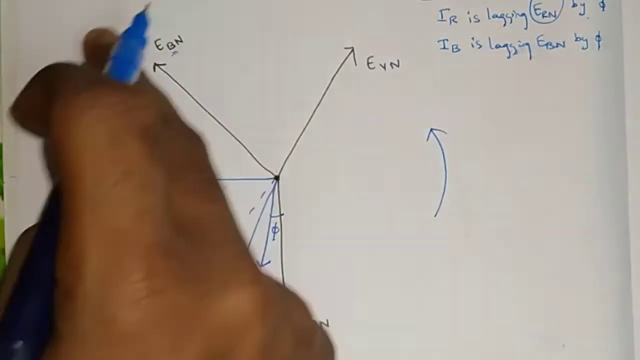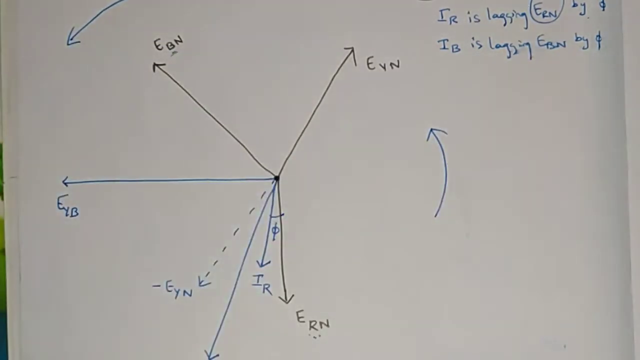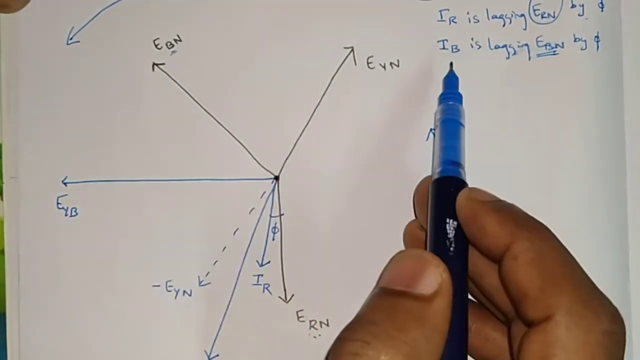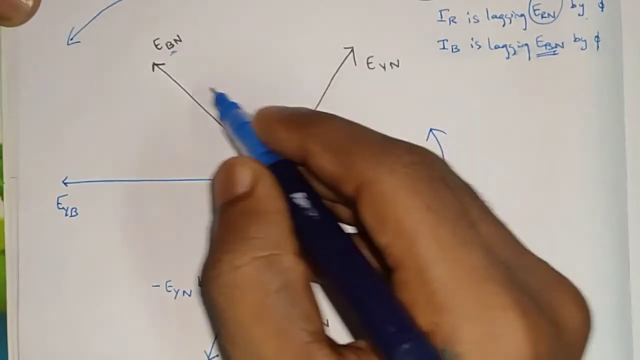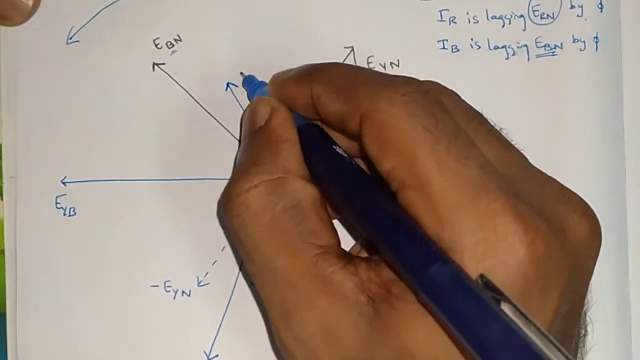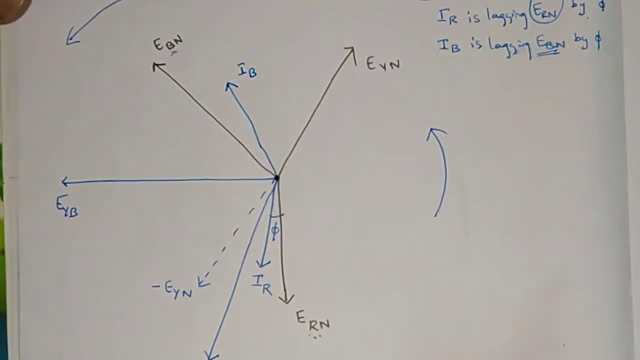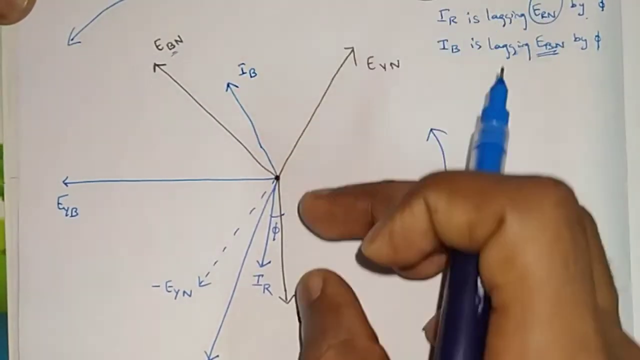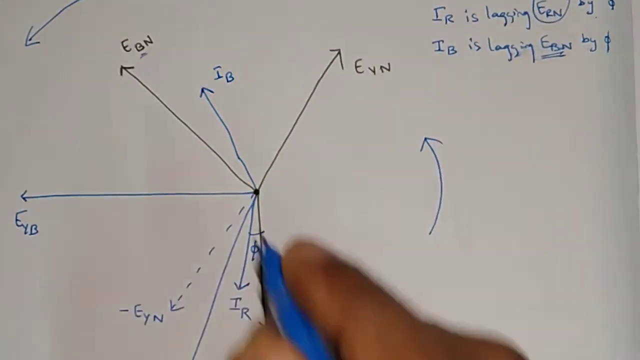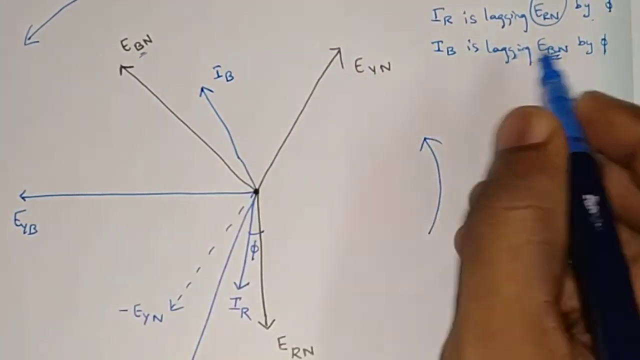So the anti-clockwise direction is this way. The direction of the vector is rotating in the anti-clockwise direction. So EBN is here. Now I have to draw IB, which is lagging. So EBN will come first, and behind that your IB vector comes. The length of the vector for current I will represent small in order to differentiate between voltage and current. So the angle between IB and EBN is phi.